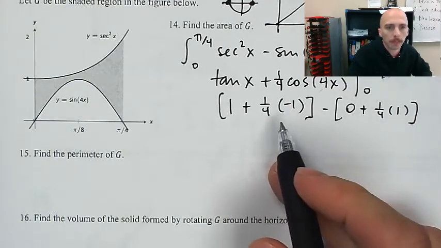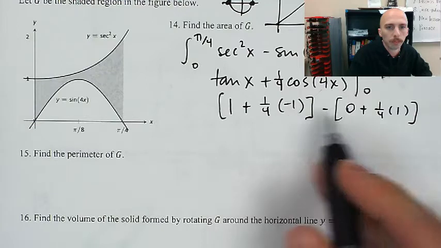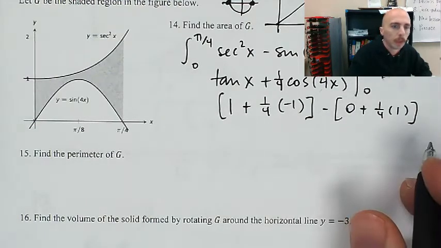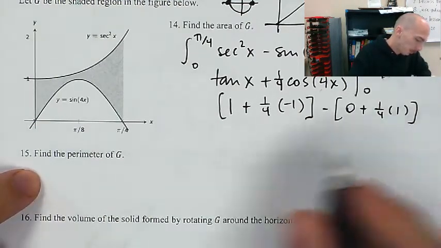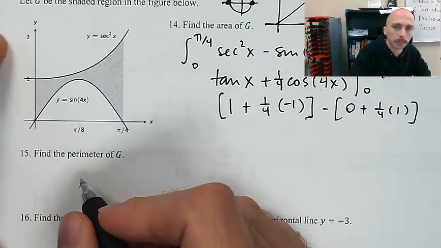And so it's a half. Interesting. Okay, find the perimeter of G. Well, oh my.